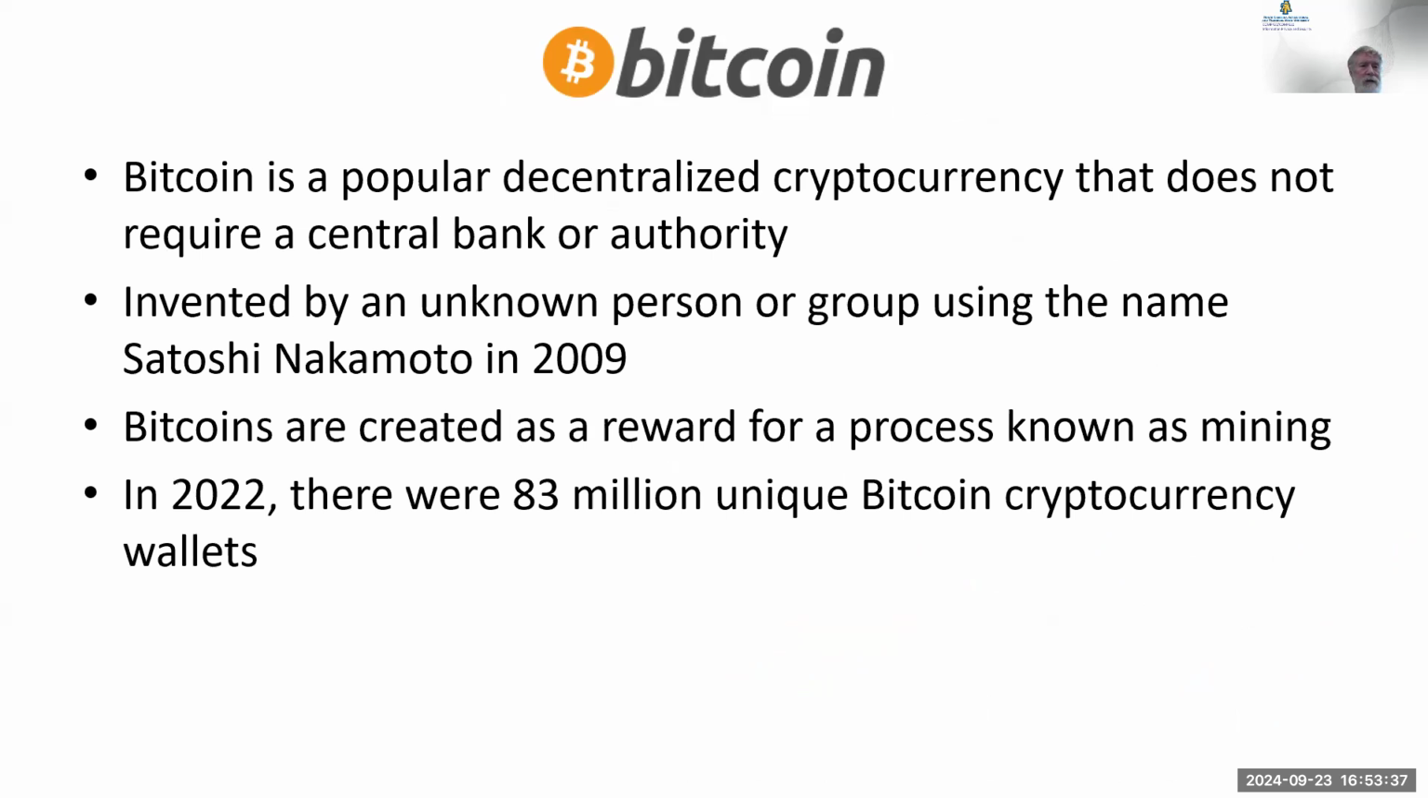Bitcoin uses blockchains to come to a consensus whenever something is purchased or you buy or sell Bitcoins. It was invented back in 2009 by an unknown person or group. And it is now one of the largest, or I think the largest, digital currency in the world. Bitcoins are created by mining. We'll talk about that. And there are 83 million Bitcoin wallets out there.